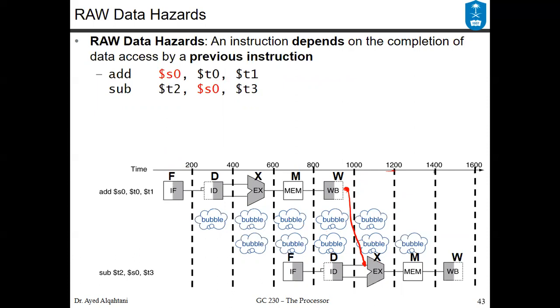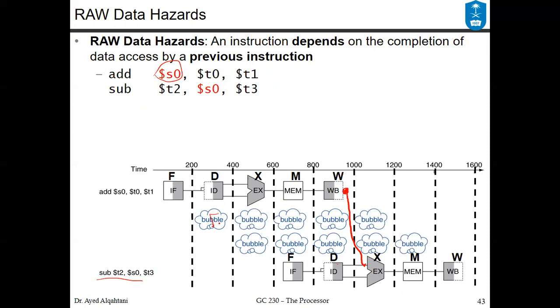Only the lines that go this way are allowed. Any line that goes backward this way is not allowed. So the result, after you write it back to the register, which is S0, can be read as early as possible this way when you supply it to the ALU, so you can do the fetch and decode before this, which means that this instruction cannot start here.